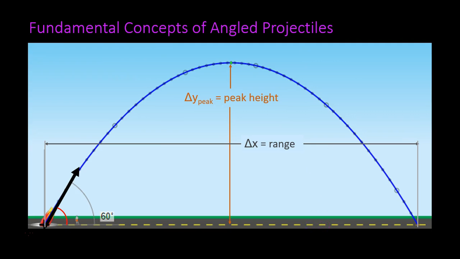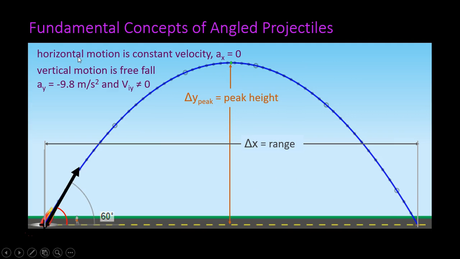We have an object launched at an angle, so it's not launched perfectly vertically or perfectly horizontally. In this case, this one's launched at a 60-degree angle with an initial velocity, and we get this parabolic path that has a peak height, which is the maximum vertical displacement, and it has a range, which is the total horizontal distance it travels before it lands.